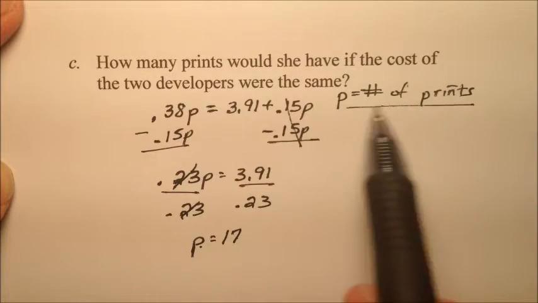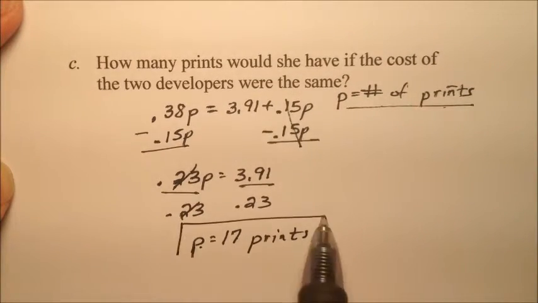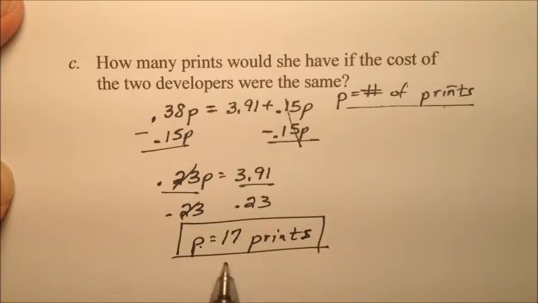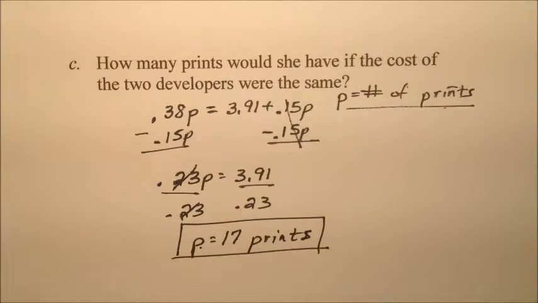So what is p? P is the number of prints. So it's 17 prints. What does that mean? It means if you purchase 17 prints or have 17 prints developed, the cost will be the same at each place. So that's kind of our boundary, where anything less than 17, Pics of You would be cheaper. Anything more than 17, development would be cheaper. But right at 17 prints, they're going to be the same amount of money. So that's the answer to number 79.